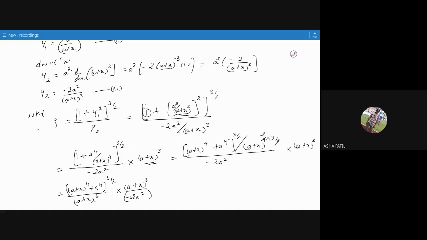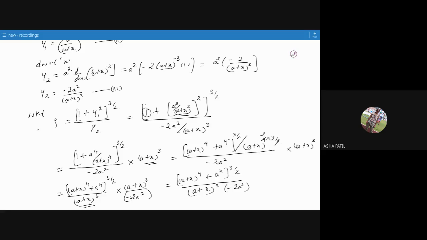So again this (a plus x) whole cube is there, and here in the denominator we have (a plus x) raised to 6. So if we simplify that, we get (a plus x) raised to 4 plus a raised to 4, raised to 3 by 2, divided by (a plus x) whole cube into minus 2a square. So 6 minus 3, bases are same, we subtract the powers, and we are left with 3.